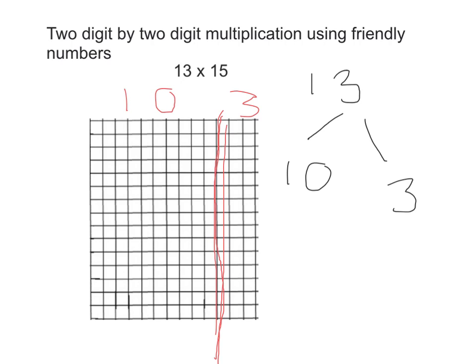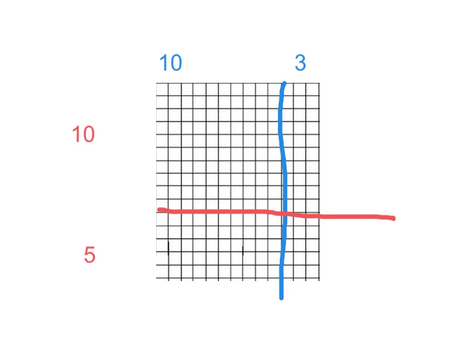Now I'm going to do the same with 15. Now 15 is on the other side, and so here it's 15 blocks down. So I'm going to take my 15 and break it into 10 and 5. I'm going to count down. After my 10th block, I'm going to draw a line here. So now I have 10 blocks here and 5 blocks here. So here's a picture of my grid paper now that I have broken it into more friendly numbers.